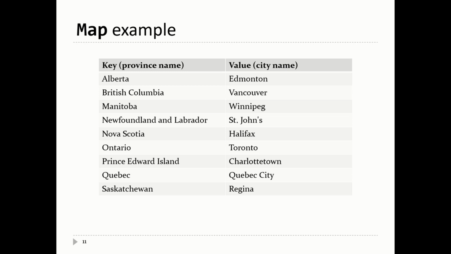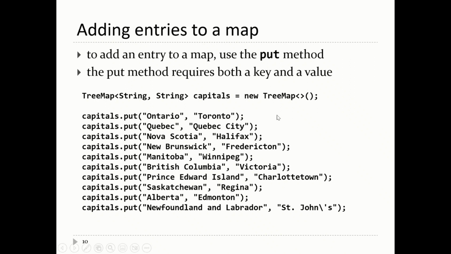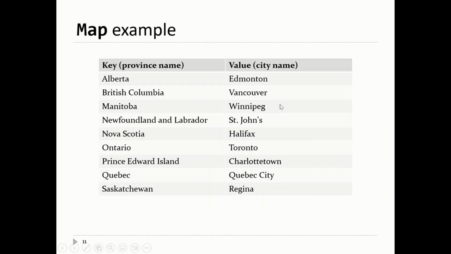Okay, so after running that example there, you would end up with a map that looks like this. Right now it's a tree map. So when you look at the map, the provinces are in sorted order, alphabetically in this case. Each province maps to a different capital city.